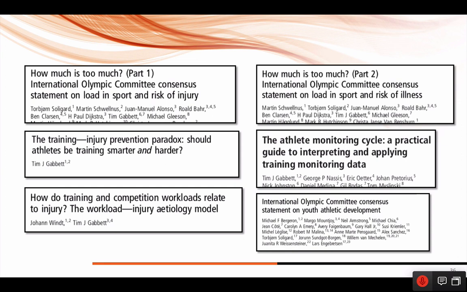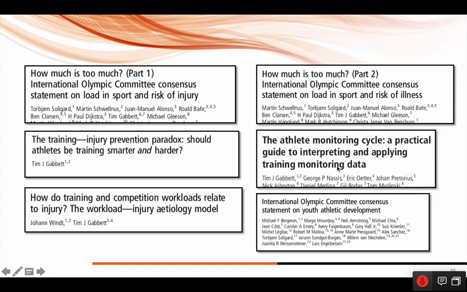Then there are those papers by Tim Gabbett, on the left here. This was that paradox paper that talked about how maybe too much is also a problem, but too little is also a problem. We have to find that optimal dose, and why pushing kids appropriately is really, really good. It's not always about not training. And then down here, different models they use to put workloads together and what they're looking at now in terms of the most important factors. This is a paper that reviews the way you can look at the data and understand what's valuable.